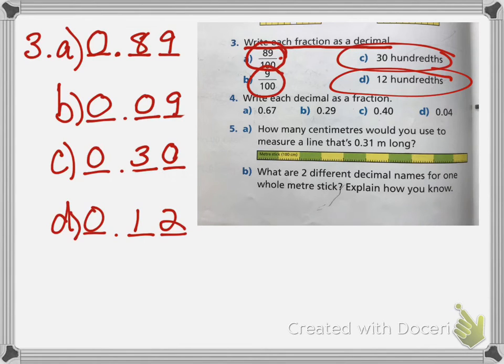All right, number 4. This is the opposite. Write each decimal as a fraction. So now you're going to do the reverse. You're going to do A, B, C, and D. I'm not going to help you with that one. I will check it when you post your answers. And we are going to cross that one out just because I feel like it. When you are done with A, B, C, and D, you can go on to the next page.